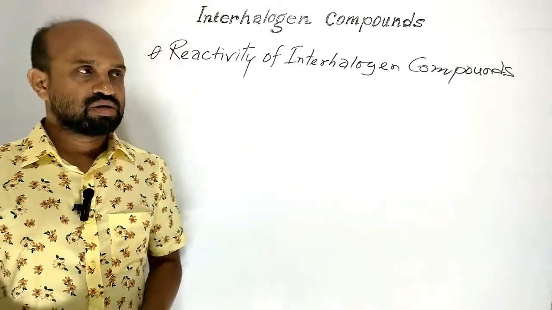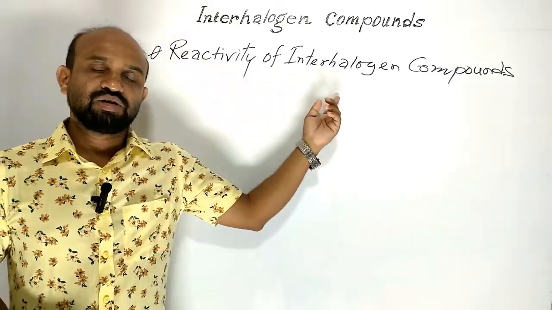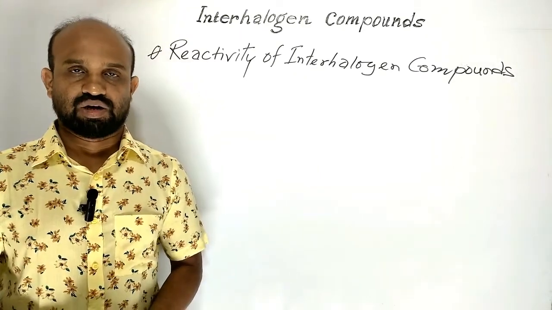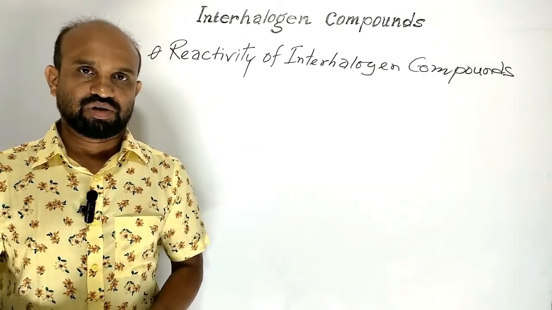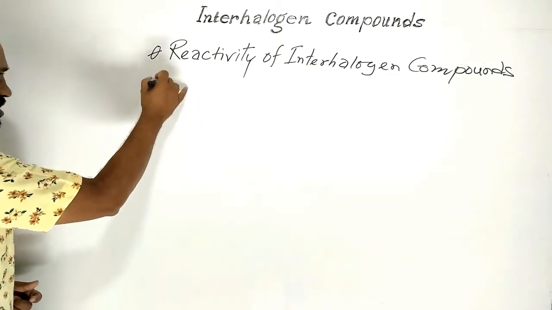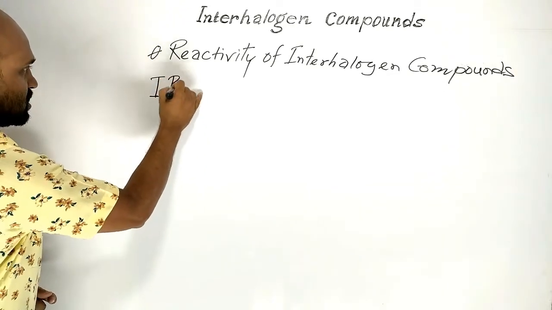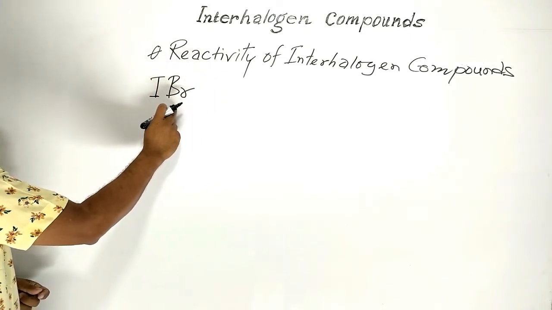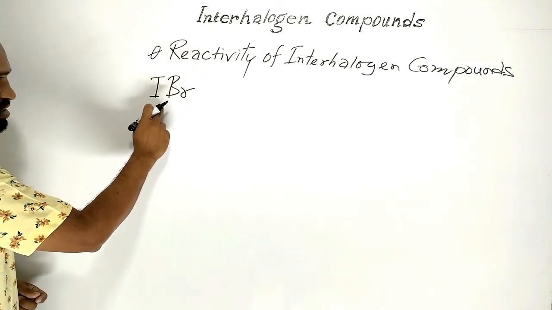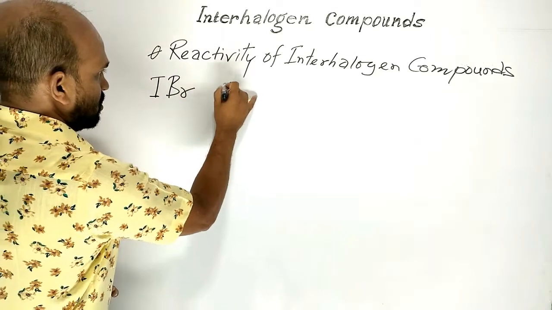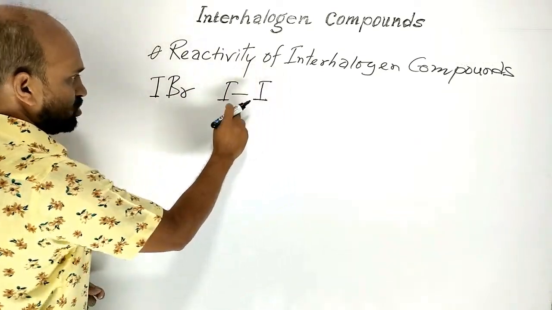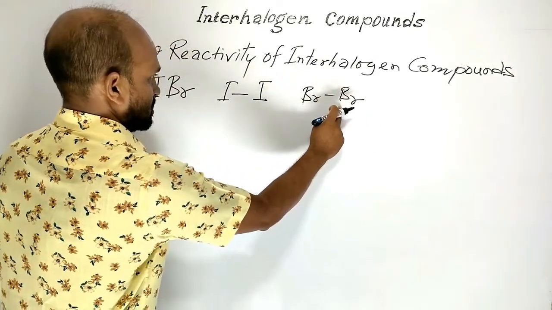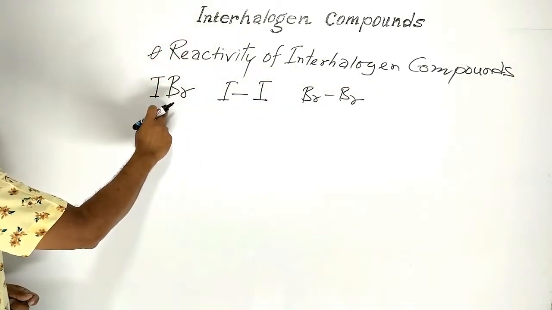Now the point is the reactivity of interhalogen compounds compared to individual halogens. Let's look at the matter. Suppose the interhalogen compound is iodine monobromide. Simple example. Is this the reactive compound, or this one, or this one? This is the point now.